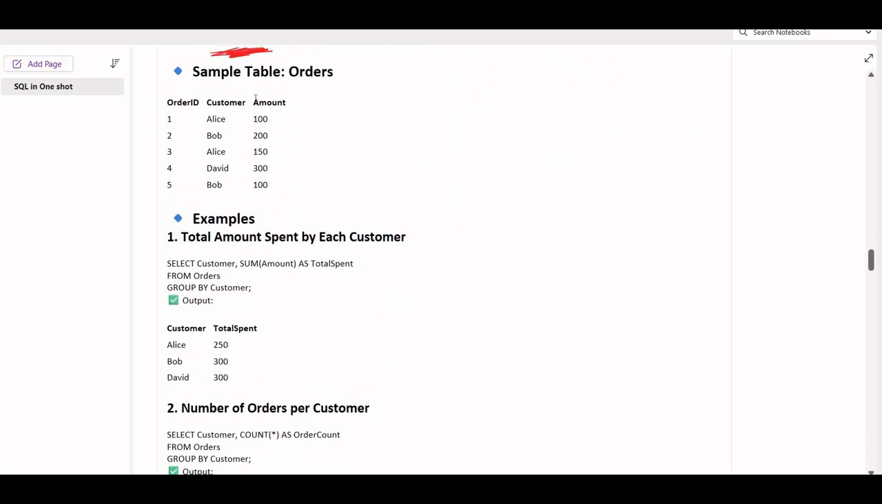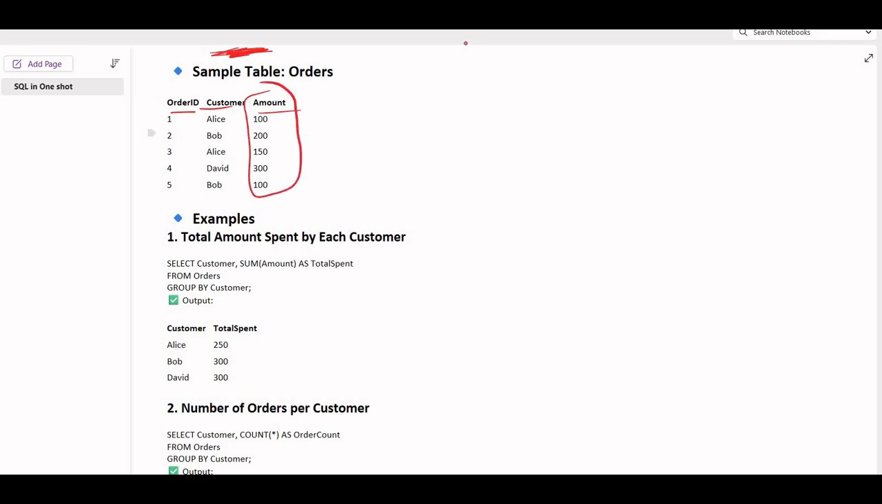So you have here one sample table, orders, with order ID, customer and amount. Based on this table, there are certain questions we'll solve. The first question is the total amount spent by each customer. So what is the total amount spent by each? This sum you have to return.